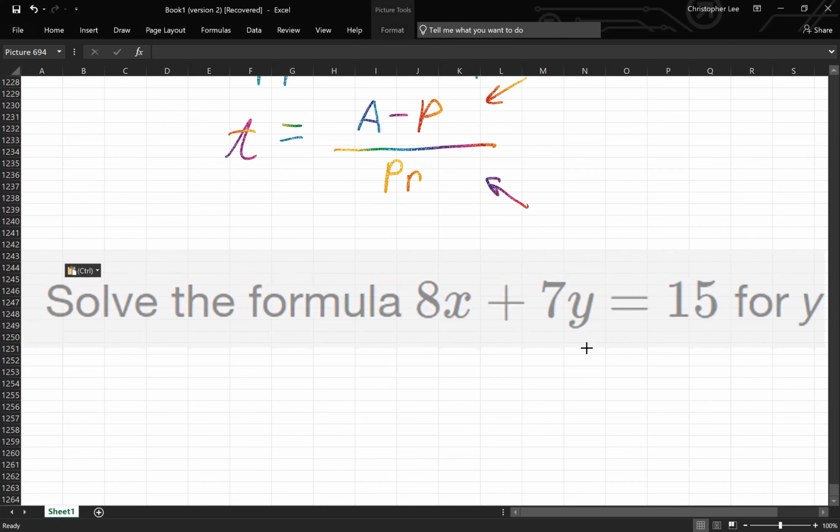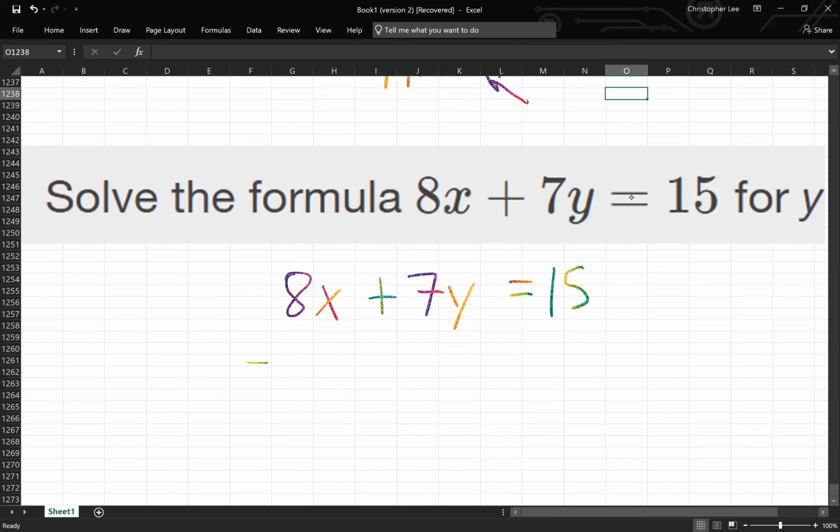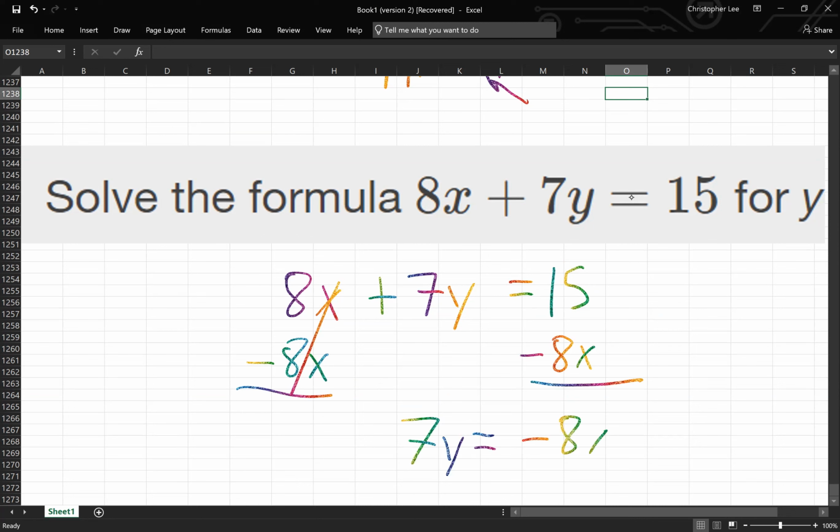So watch how I do this. This is 8x plus 7y is equal to 15. I want to solve for y, so I'm going to subtract 8x from over here. What I do to one side of the equation, I have to do to the other side of the equation. So what do I have now? 7y is equal to negative 8x plus 15.